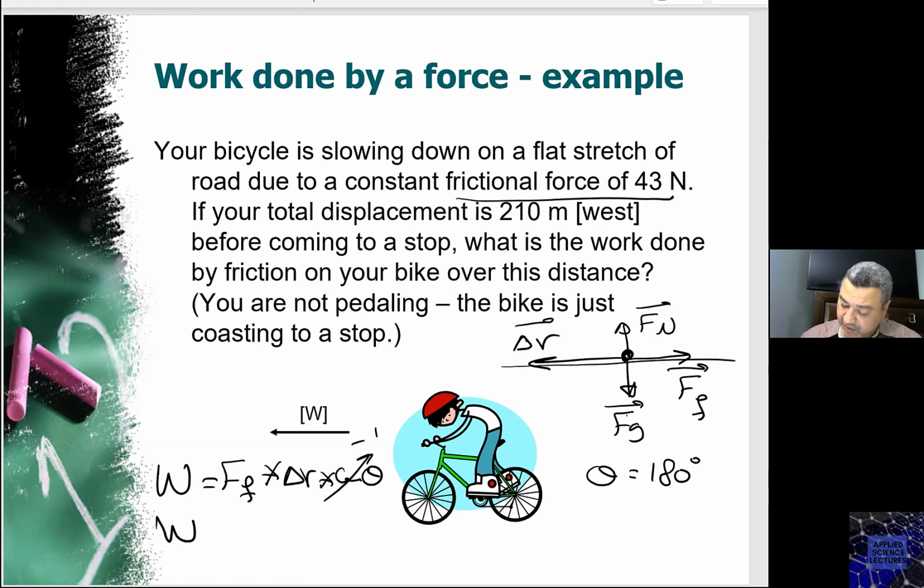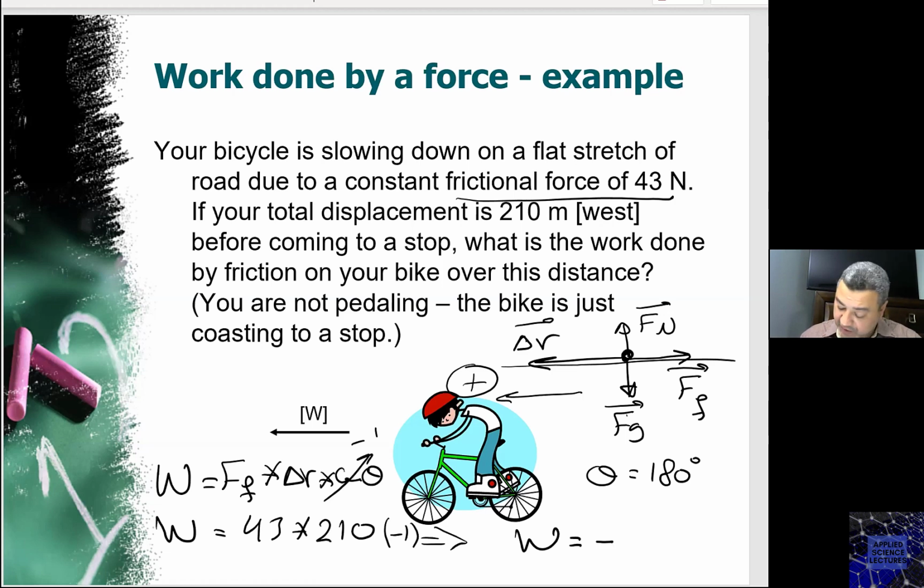Then W, if I take this direction as the positive direction, the west, then again 43 times 210, and work will be this one. Work will be minus 9 times 10 to the power 3 joules.